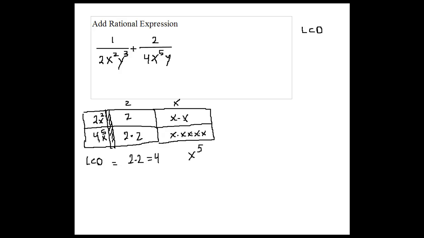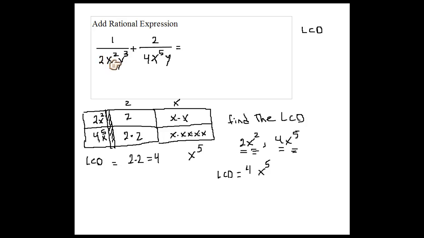So if I were going to find the LCD between 2x to the power of 2 and 4x to the power of 5, between 2 and 4 you would pick 4, and between x to the power of 2 and x to the power of 5 you're going to pick x to the power of 5. So that would be the LCD. So going back to Shanisha, can you tell me what is the LCD between these two terms now? You have 2x to the power of 2, y cubed, and 4x to the power of 5, y. You can use your microphone and tell me.